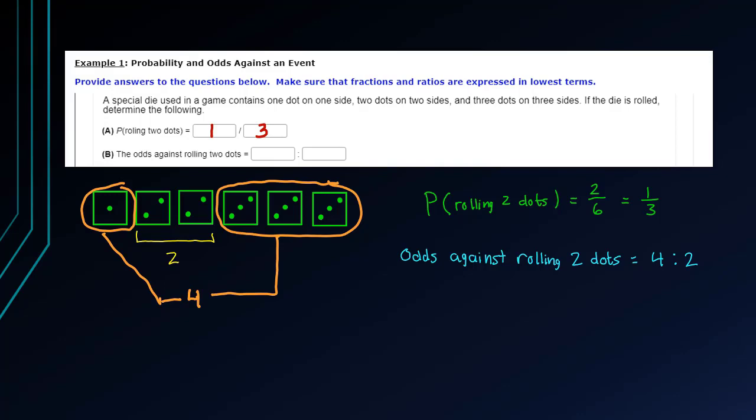And like a fraction, I can simplify this ratio to lowest terms if these have a common factor, and both are divisible by 2. So in lowest terms, this would be a 2-to-1 ratio. And that's what I would put up here.